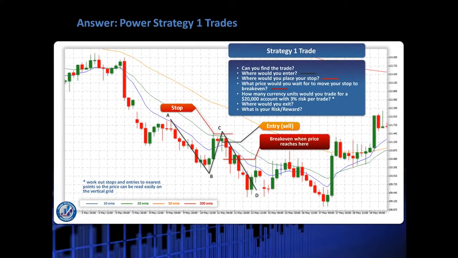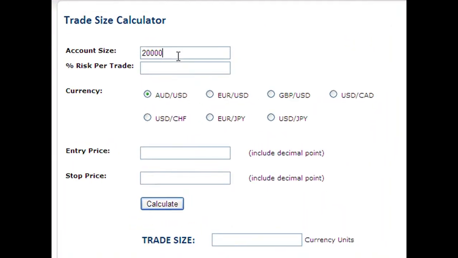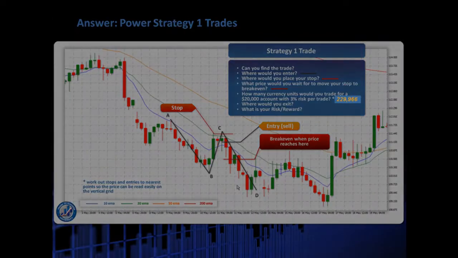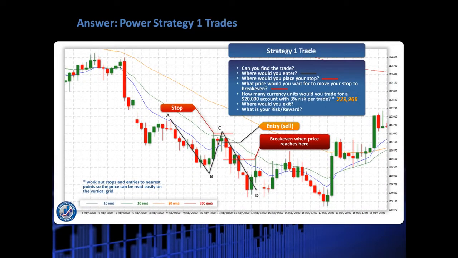Let's go to the trade size calculator. So we've got a $20,000 account, 3% risk per trade. The currency is US dollar against Japanese yen. Entry price is 111.15. Stop is 111.44. And when we click calculate, we get the answer 229,966 currency units. So for this trade, we should be trading 229,966 currency units.